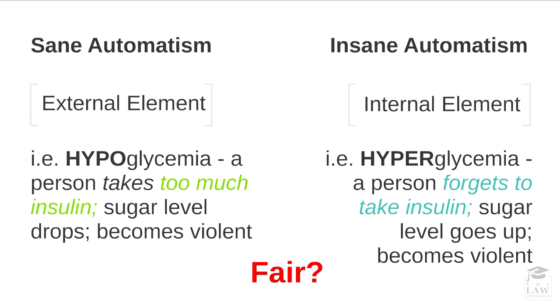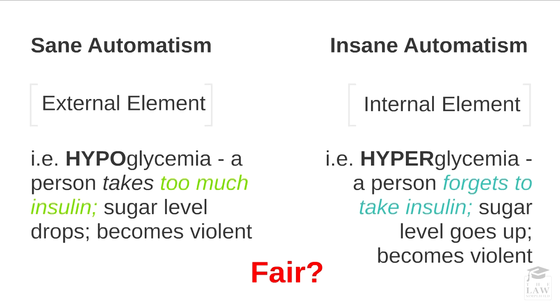But an intriguing example that we can bring out to show the distinction, and at times perplexing in nature as it may seem, unfairness of it, is in the case of hypoglycemia and hyperglycemia. What do I mean by this? For instance, if a person suffers from hypoglycemia, whereas a person takes too much insulin, his sugar level drops and therefore becomes violent, it's considered that there would be sane automatism in play, therefore it's an external element, affects the actus reus, and acquittal will take place. The insulin injection itself is considered an external element and therefore part of the actus reus.